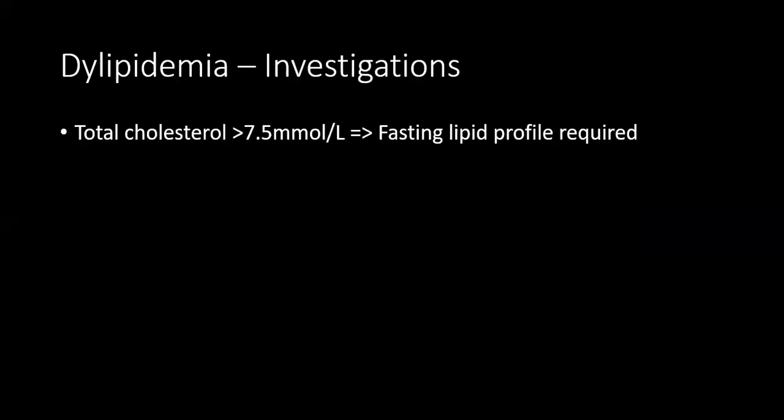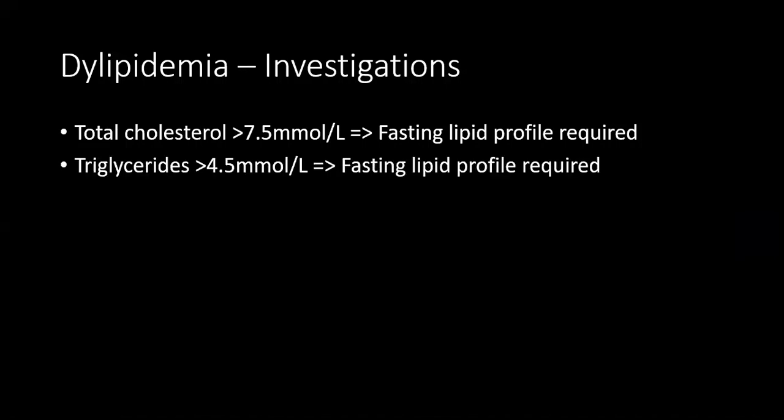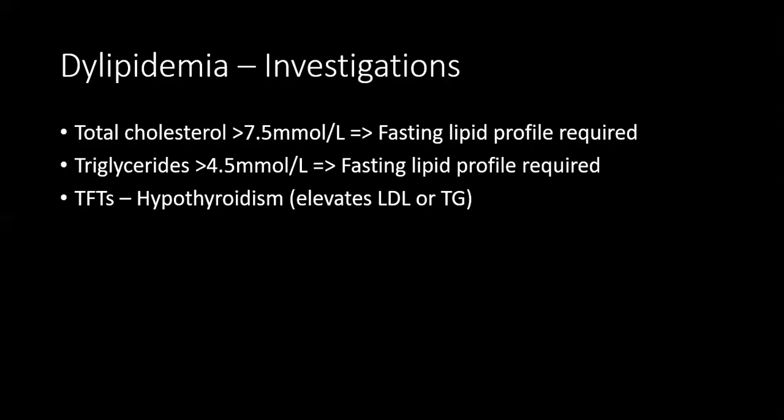Okay, so how are we going to investigate this? So we can measure the patient's total cholesterol, and this will be more than 7.5, and like I said earlier, the upper normal limit is 5. And if this is the case, we have to do a fasting lipid profile. We can measure triglycerides, which would be more than 4.5. And again, if this is the case, we have to do a fasting lipid profile. So these will be taken randomly at an appointment, and then we would ask them to do fasting to see how high their cholesterol or triglycerides are in a fasting state. And they shouldn't be very high in a fasting state.